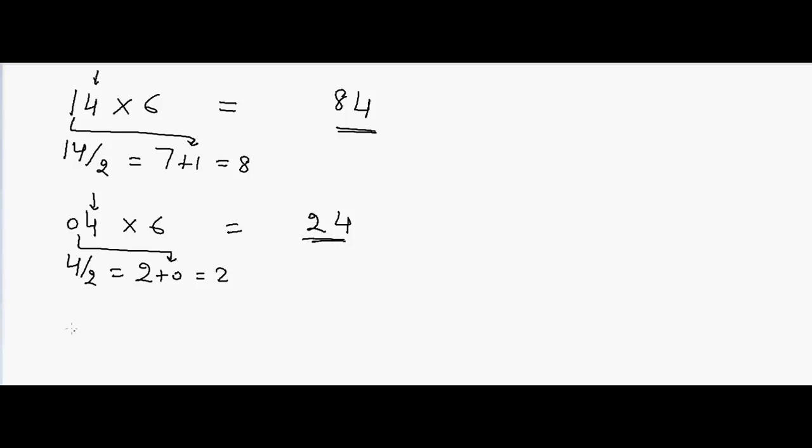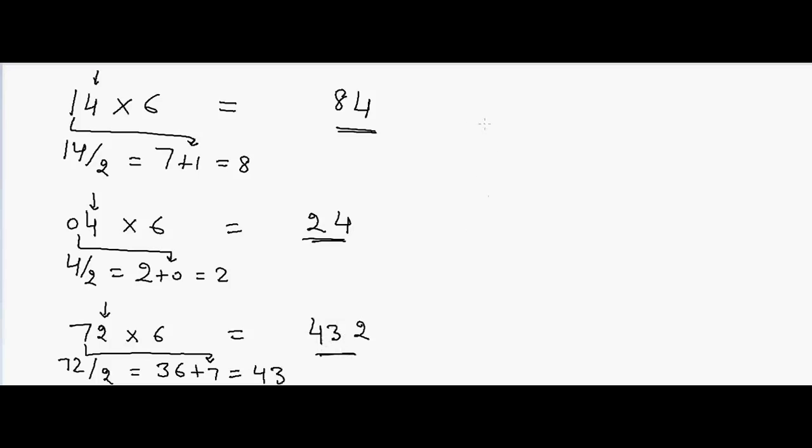Let's do something more difficult. If I have to multiply 72 by 6, in that case the last digit is 2, so we'll write a 2 here, and then half of 72, so 72 divided by 2 is equal to 36, and then we'll add the first digit, so 36 plus 7 is equal to 43, so the answer will be 432.